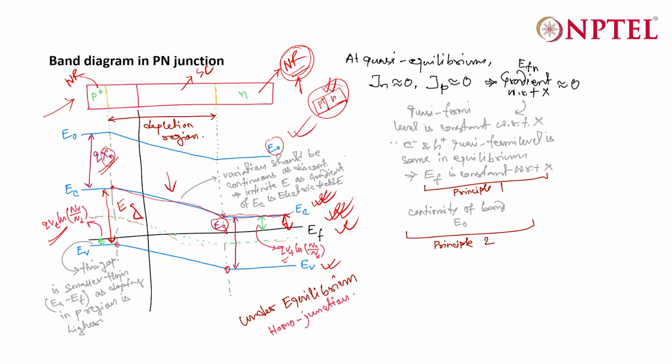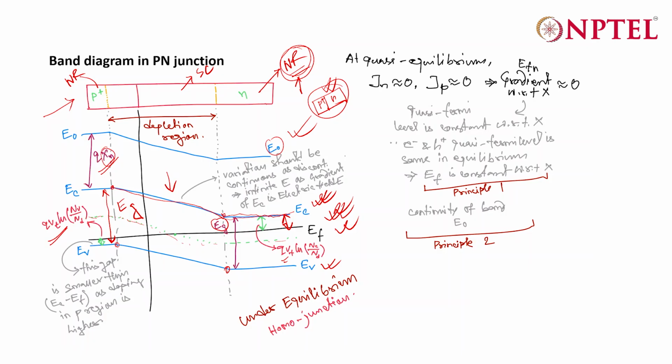consider this transport equation in terms of the quasi-Fermi level that we already have done previously, then you will find that the gradient with respect to X for the quasi-Fermi level is 0. That means it is not changing with respect to X. And the quasi-Fermi level for electrons and holes is same in case of equilibrium condition. So ultimately your EF is constant with respect to X. This is principle number 1.